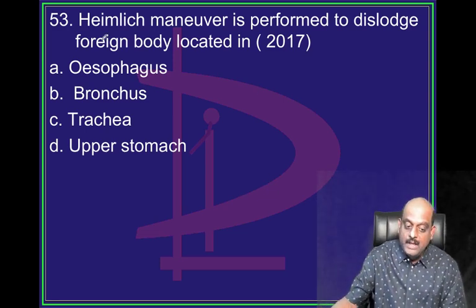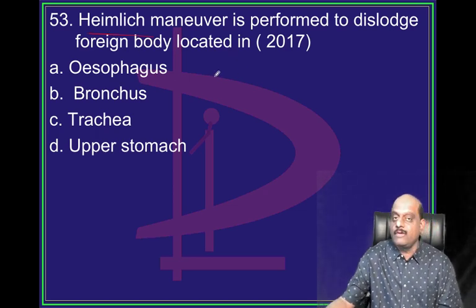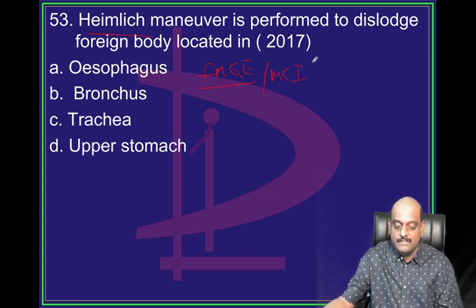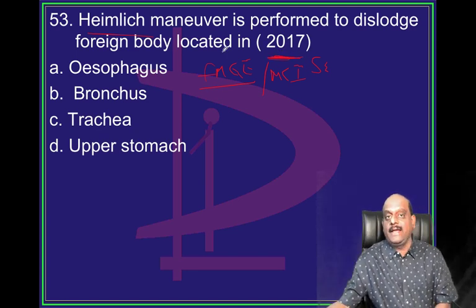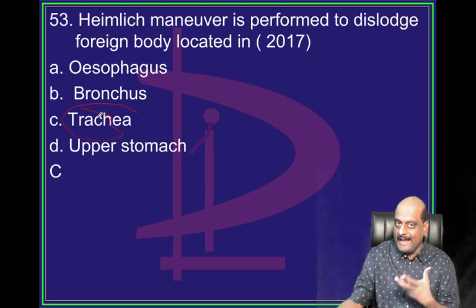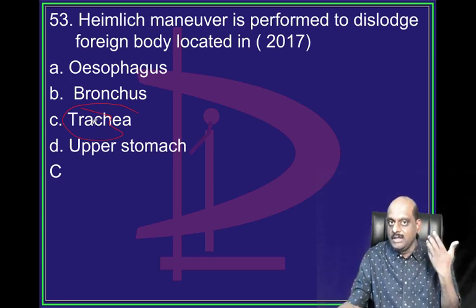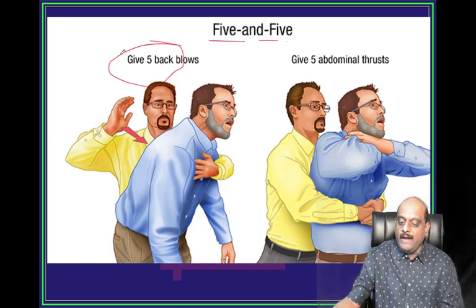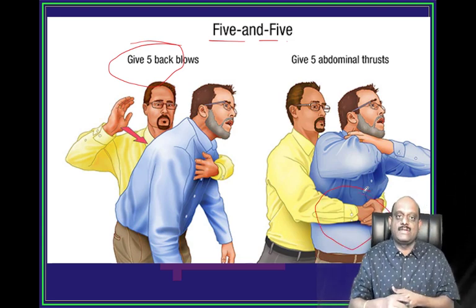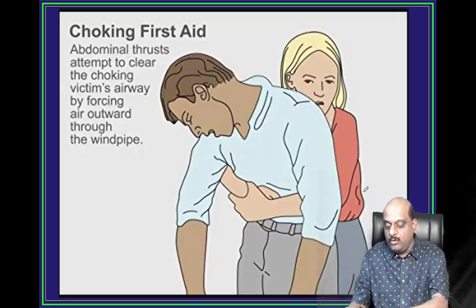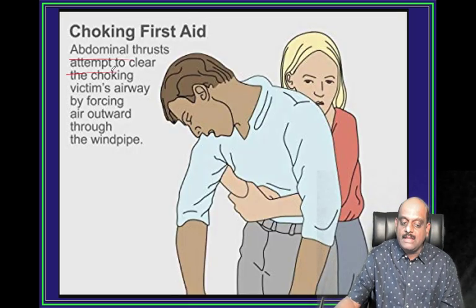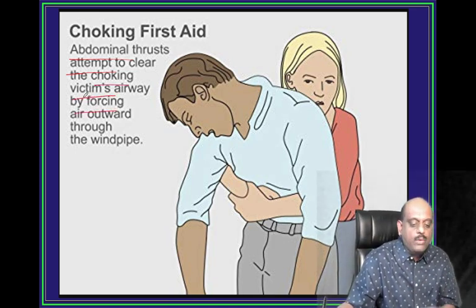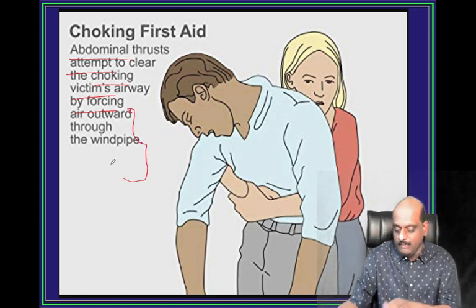You should remember, the Heimlich maneuver was a question in the foreign medical graduate exam, MCI screening test, 2017 question. You want to dislodge a foreign body in the trachea, we do the Heimlich maneuver. So what is 5 and 5? Give 5 back blows and 5 abdominal thrusts. The abdominal thrust will try to clear the choking victim's airway and push the foreign body out from the windpipe, is what you need to remember.